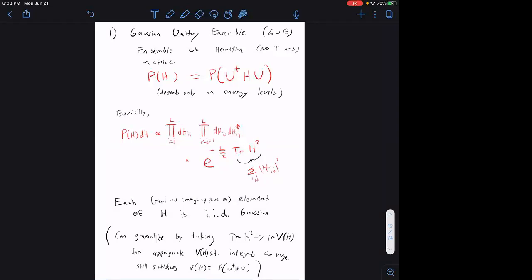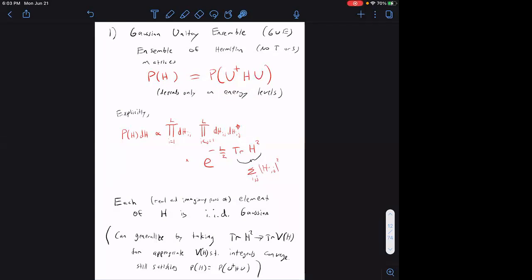The one we're really going to care about is the Gaussian unitary ensemble. It's the ensemble of Hermitian matrices, no T symmetry, with this probability distribution I've written right here. But first, a specific feature of this distribution P of H is that it is invariant under conjugating H by a unitary matrix. What this means is that this distribution only depends on the energy levels of the matrix.